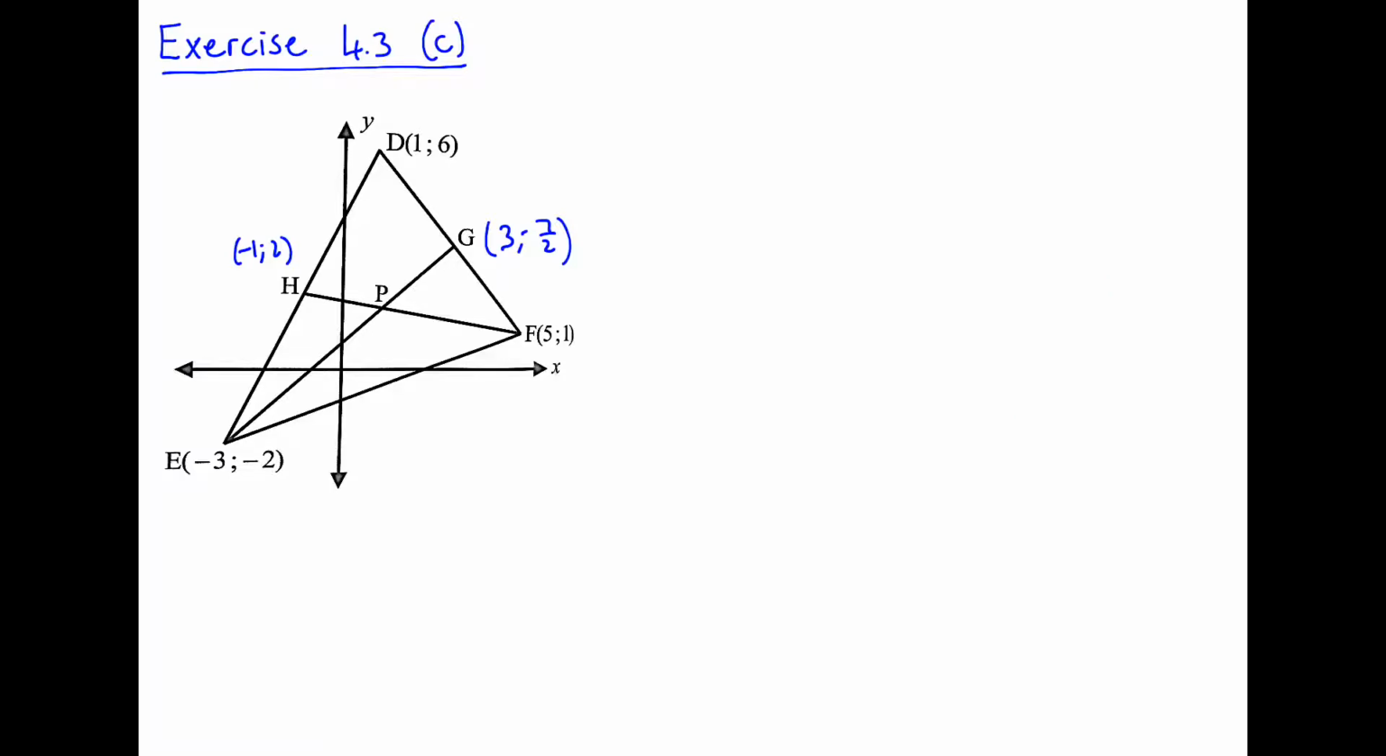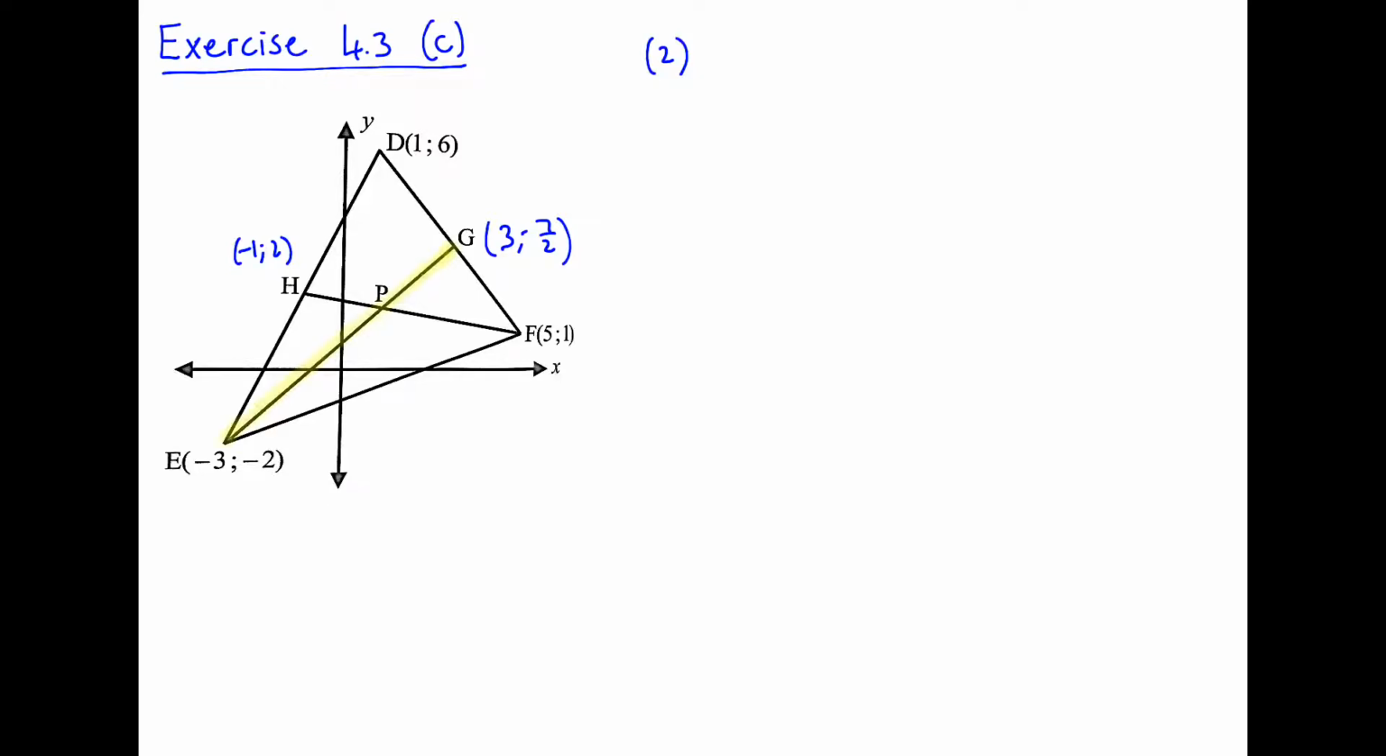Okay, number 2 says a median is a line from the vertex of a triangle to the midpoint of the opposite side. Use this information to determine the equation of median EG and median FH of triangle DEF. Okay, so effectively they're saying that this is a median because it goes from the vertex of the one side to the midpoint of the other side. And EG is a median because it goes from this vertex to the midpoint of the other side.